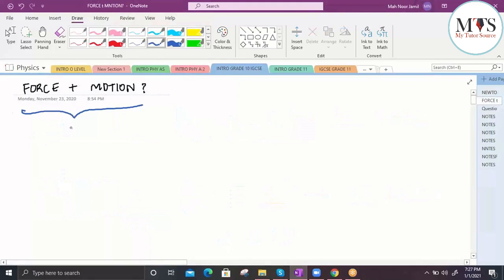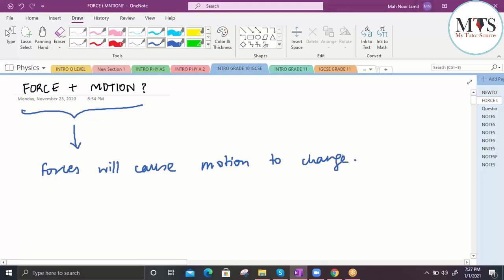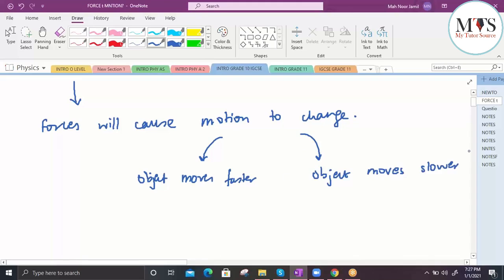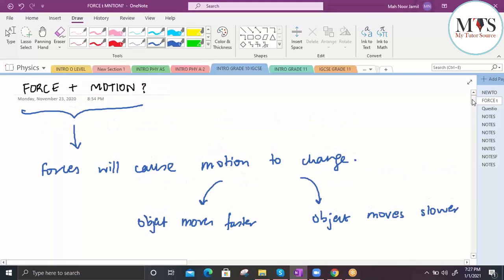So what link do we see? That forces will cause motion to change. This is precisely what we saw, right? And we saw two types of changes in motion currently. The first case was when the object moves faster, and the other was when the object was moving slower, right? We saw both these cases. And what caused these two changes in motion to happen?